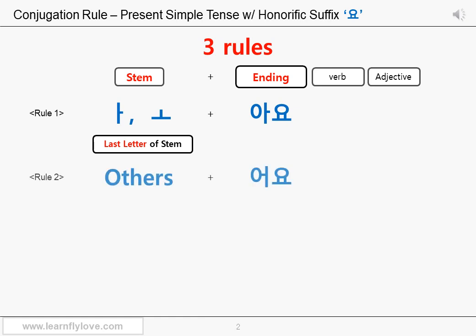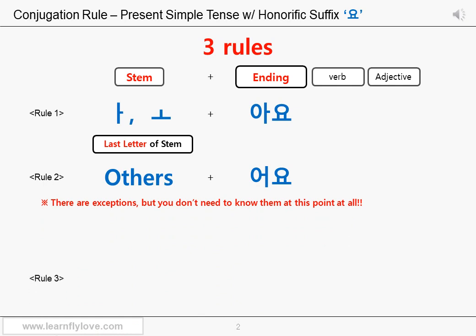Rule number 2. When the last letter of the stem has other vowels than a or o vowel, you always add oyo with o sound. There are some exceptions as far as I know, but you don't need to know them at this point at all, believe me.